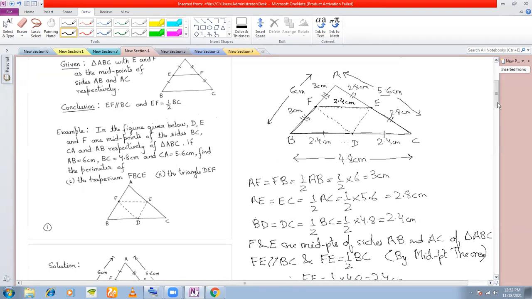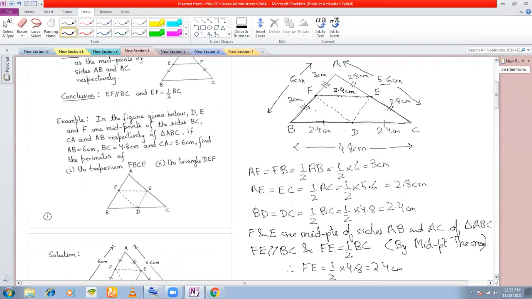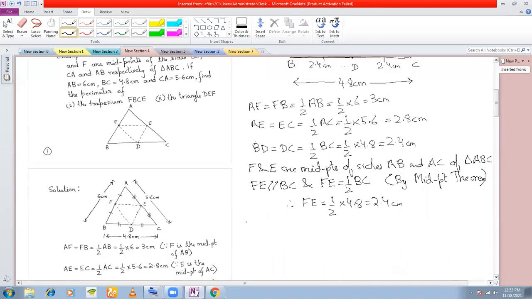Yes, sir. Now you see that F and D are midpoints of what sides? AB and BC. So similarly, we write here FD must be parallel to AC and FD must be equal to half of AC. So what is the length of FD? Half of 5.6, which is 2.8 centimeters, right?